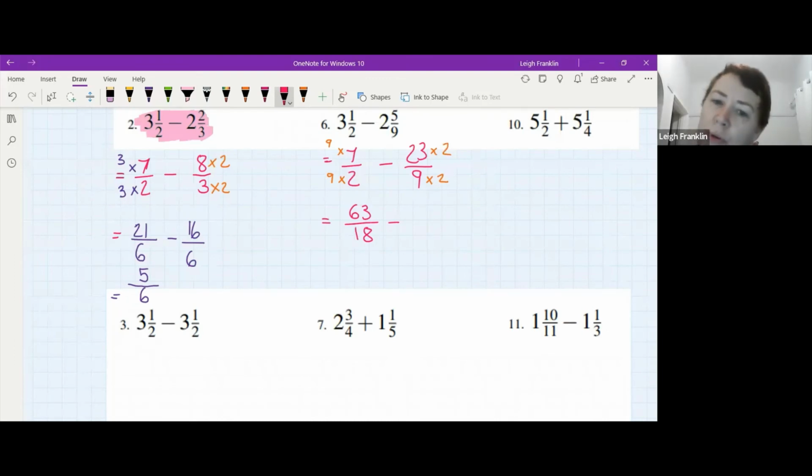23 times 2 is? 46. Good, Inas. Over? 18. Lovely, well done. Okay, and what are we going to do with the 18? We're going to keep the 18 as the denominator. And now at the top, we have to say 63 minus 46. What's that going to give us?